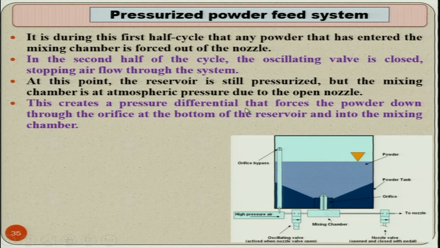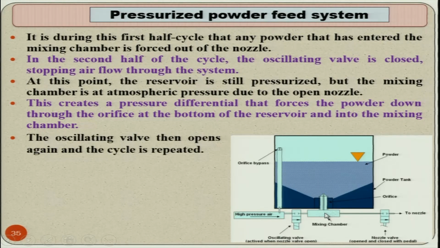This creates a pressure differential that forces the powder down through the orifice at the bottom of the reservoir and into the mixing chamber. So, from this it comes over here, where atmospheric pressure is there in the mixing chamber and this is at very high pressure. Because of the pressure differential, the powder is forced through this particular orifice and comes into the mixing chamber. That is how the powder is coming to the mixing chamber. Air is coming from this particular side, and they mix up over here in a proper way. The oscillating valve then opens again and the cycle is repeated.